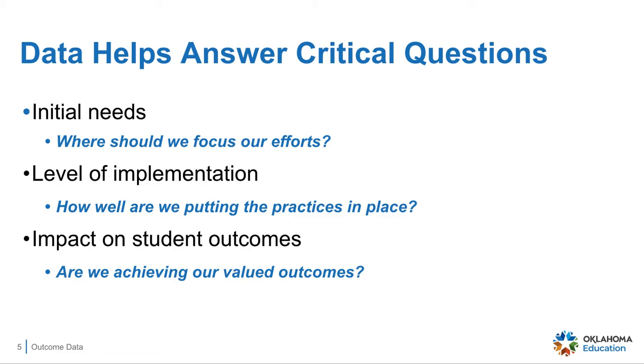Outcome data can help through the entire implementation process. When looking to begin a school climate transformation, the data will show you where to begin and where to focus your efforts. Behavioral outcome data will then show the level of implementation. When your discipline referrals are decreasing, you know that best practices are in place and are being implemented school-wide. Finally, going back to the why, what impact do we want for our students? Outcome data gives measurable and clear evidence that students are being impacted in a positive way.